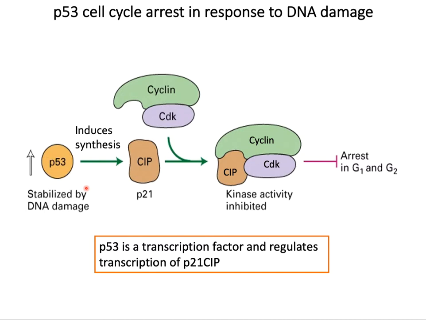And one of the genes that it turns on, or one of the genes that it regulates transcription of, is p21-CIP. So p21-CIP is produced. It can bind to any cyclin-CDK that's around and inhibit its activity, and then you can get an arrest of the cell cycle. Here it is showing the arrest at G1 and G2, but you could get an arrest at any of those 4 checkpoints if there is DNA damage.